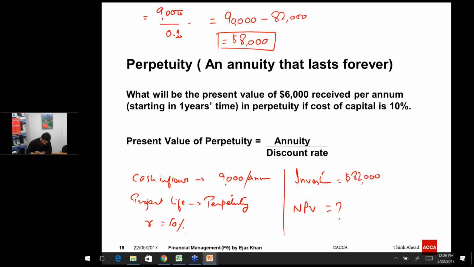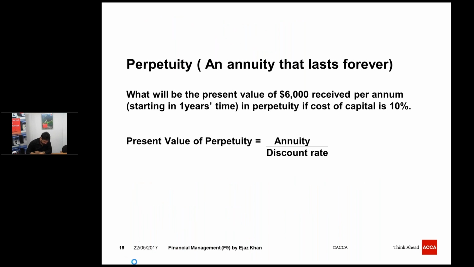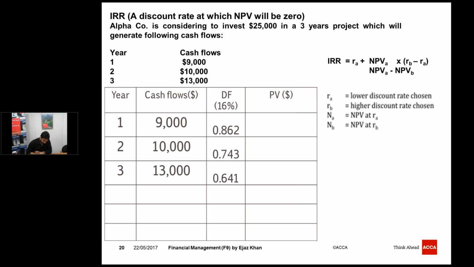Should we move forward? Okay. Now on your screen there is a question. Just ignore the question for the time being. Just concentrate on this example.